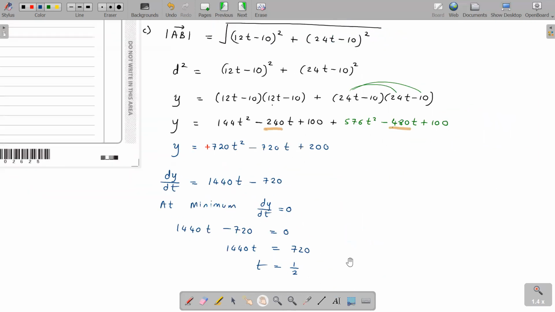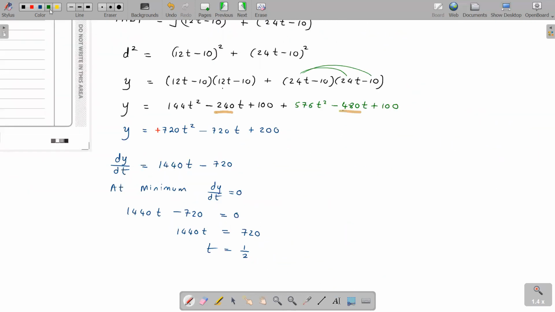Shall we do it? So I replace here. It's the distance square you have here. D square equals 720 into half square minus 720 into half plus 200. Can I know how much the d square value is here? I want the d square answer, which means you get 20.